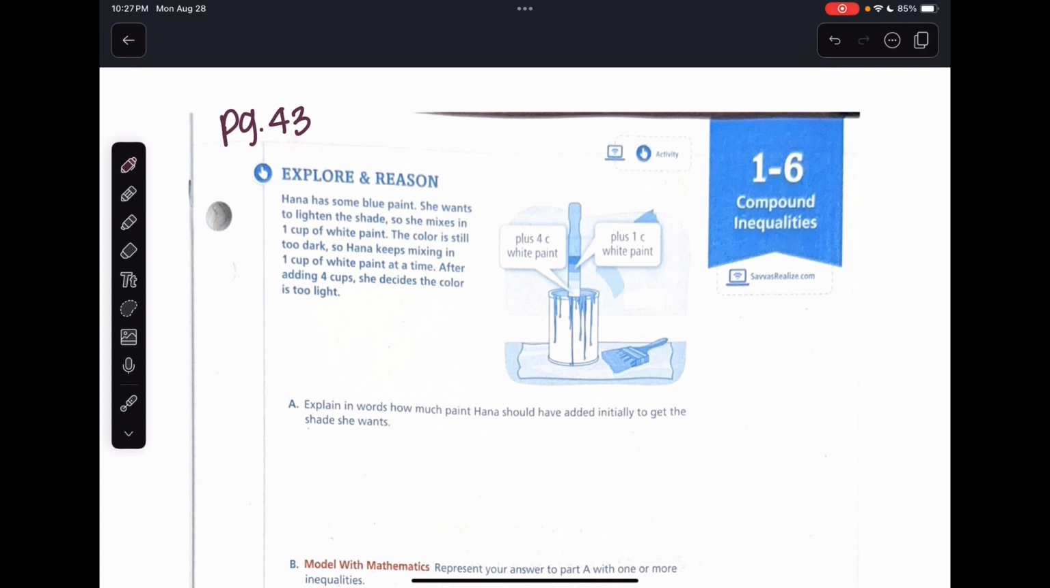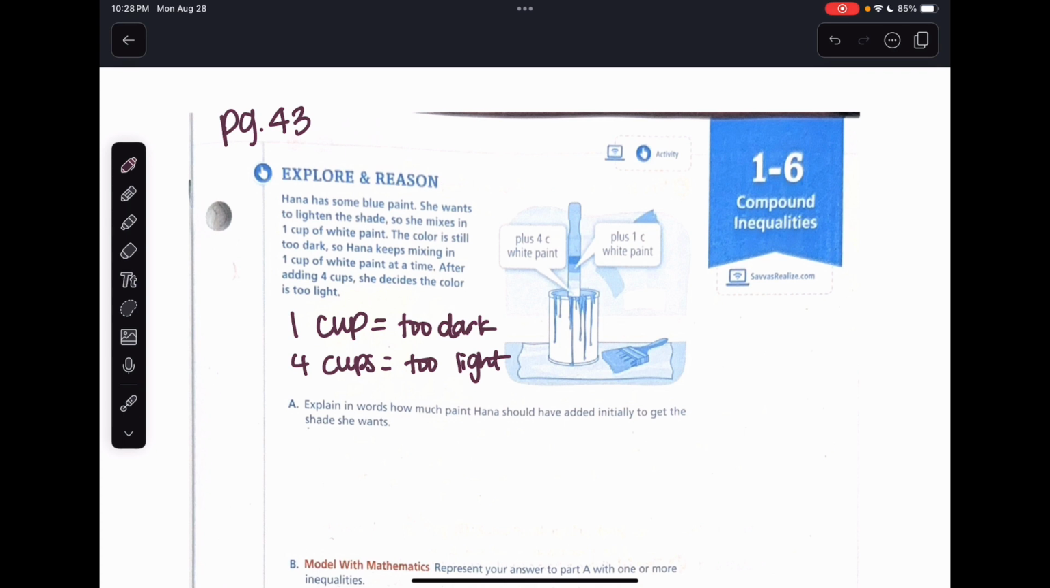Hannah has some blue paint. She wants to lighten the shade, so she mixes in 1 cup of white paint. The color is still too dark, so Hannah keeps mixing in 1 cup of white paint at a time. After adding 4 cups, she decides the color is too light. Okay, so what we've learned is that 1 cup is too dark, and 4 cups is too light.